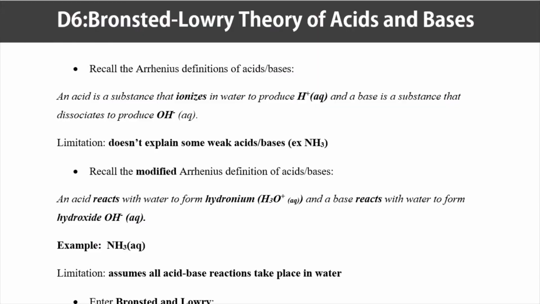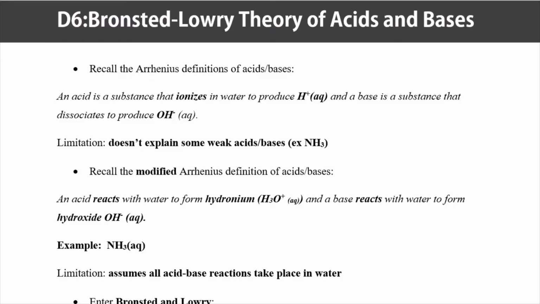There are three little bits we're going to talk about here. The first is the Bronsted-Lowry definition of acids and bases. And the two theories that lead up to this are, first of all, the Arrhenius definition of acids and bases, where acids are things which ionize to produce hydrogen ions in solution. Bases are substances that dissociate to produce hydroxide. This has a couple of limitations.